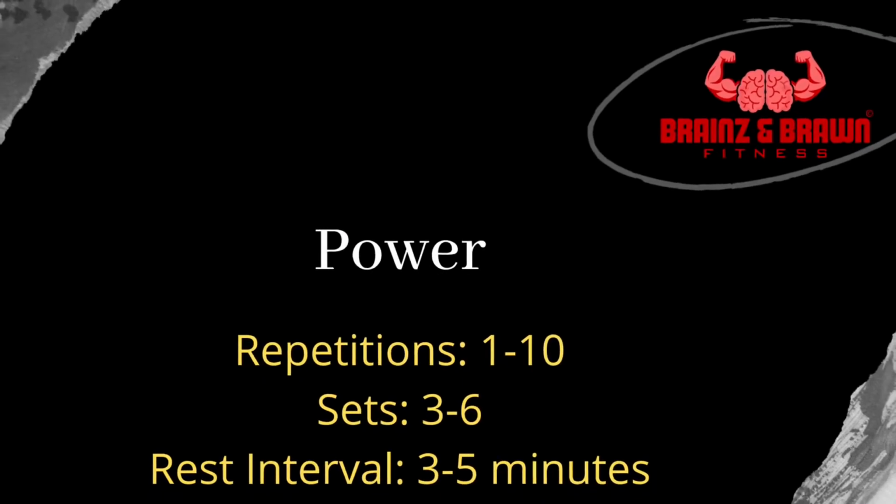Now that we've discussed the definition of power, let's go into the acute training variable aspects of power. The repetition range for power is between 1 to 10 repetitions. The set range for power is between 3 to 6 sets. Now, we know the rest interval range for strength is between 3 to 5 minutes. That same amount of time applies to power, so power also has 3 to 5 minute rest intervals.